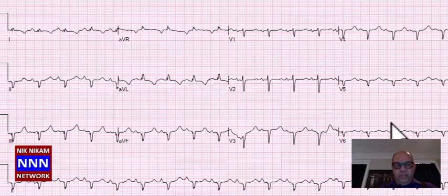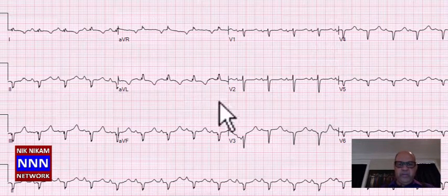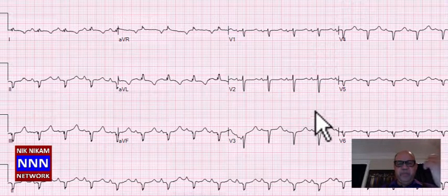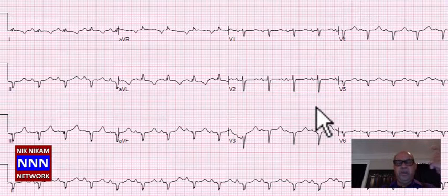What's going on with this patient? There are a lot of things going on with this patient. There's left atrial enlargement, low voltage. To me, this suggests a lot of things. When you see low voltage, you need to worry about hypothyroidism. You need to worry about pericardial effusion. You need to worry about large pleural effusion. You need to worry about emphysema. What are the other things that might help us to identify some of the things here?